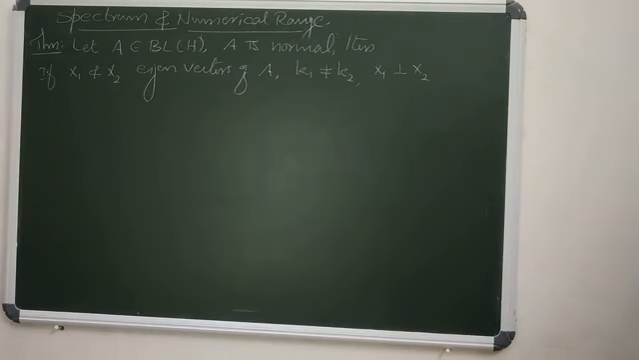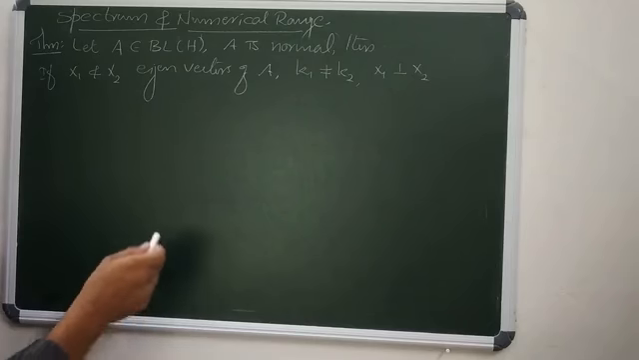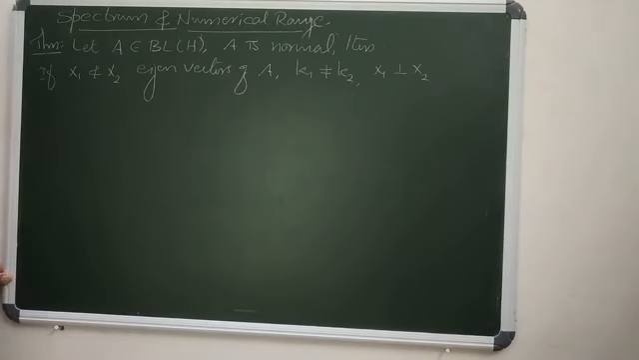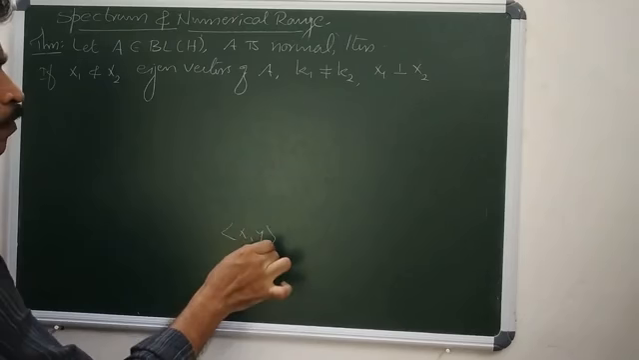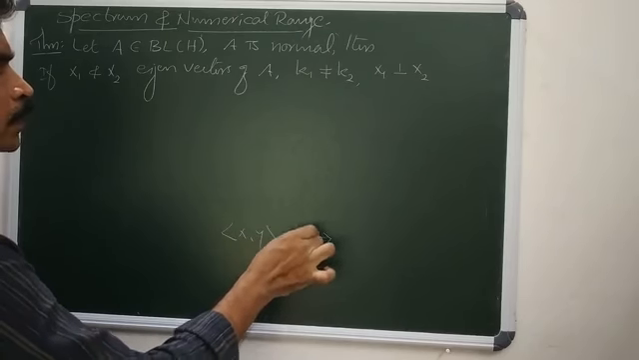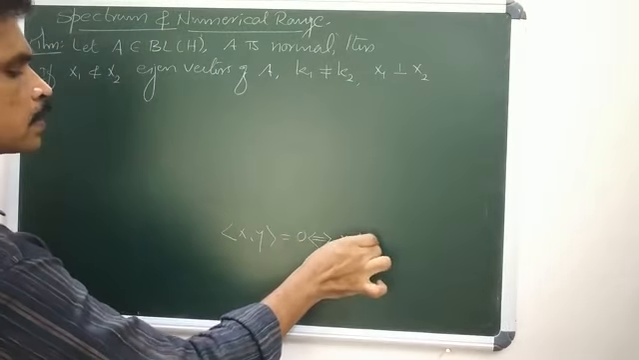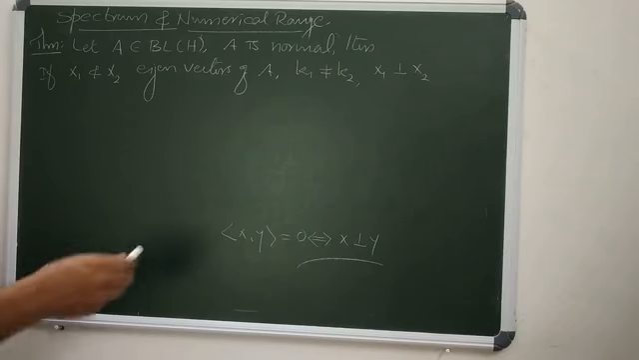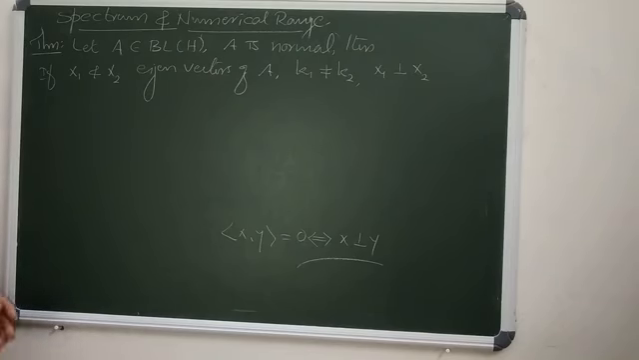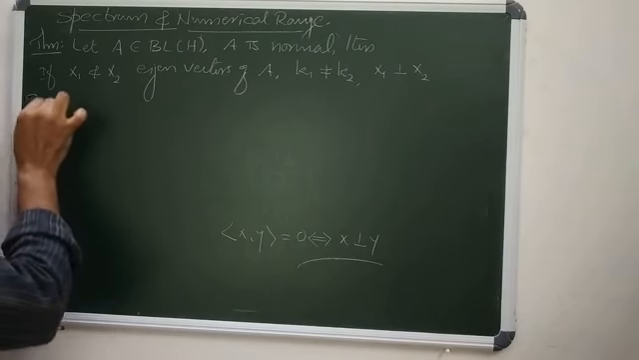How to prove that x1 and x2 are orthogonal? In order to prove this, we have to show that the inner product of x1 and x2 equals 0. Inner product xy equals 0 implies and is implied by x and y being orthogonal. That's the property of the inner product. So how to prove this?